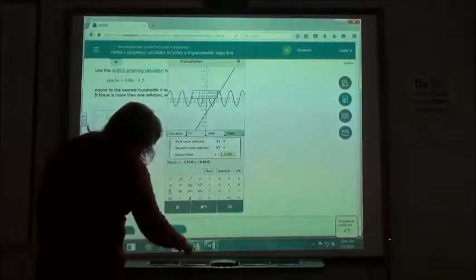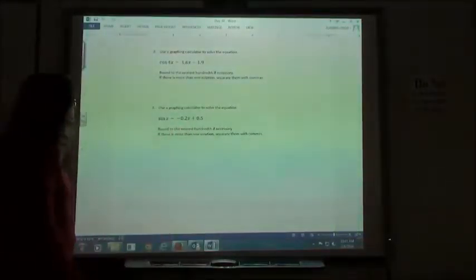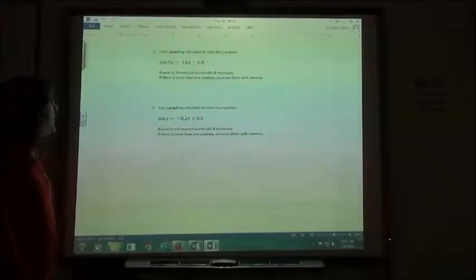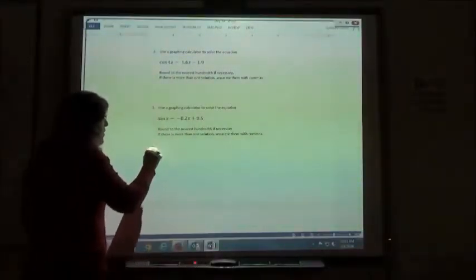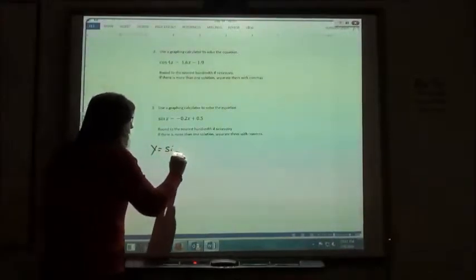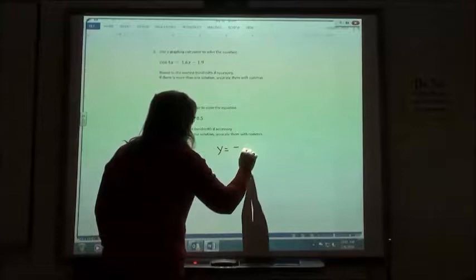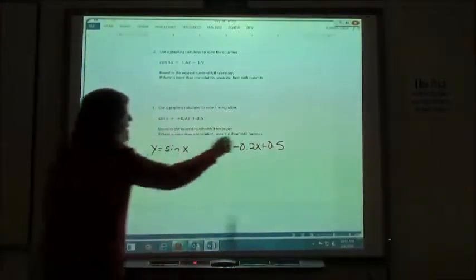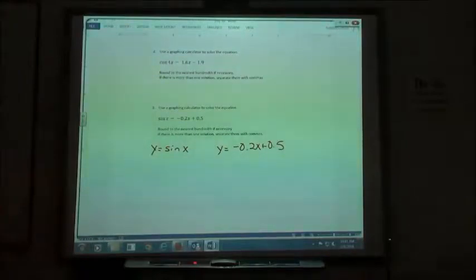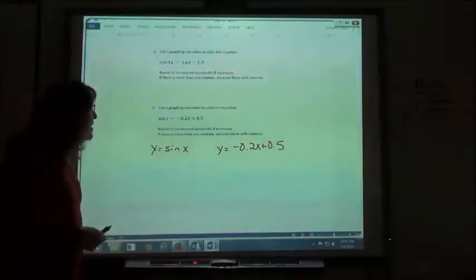And if we go back to number 3. Number 3, we have the sine of x equals negative 0.2x plus 0.5. So our first equation, y just equals the sine of x. Our second equation, y equals negative 0.2x plus 0.5. And again, we want to see where those two equations intersect, so that we can find the solutions that they both would have in common.